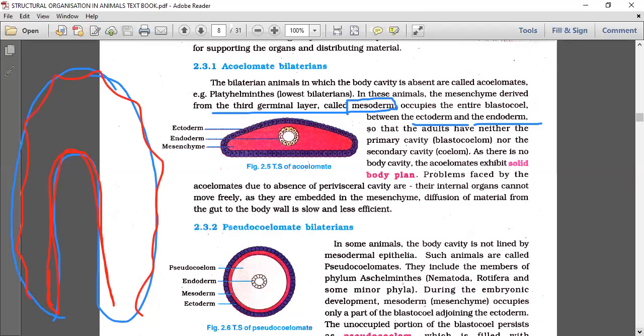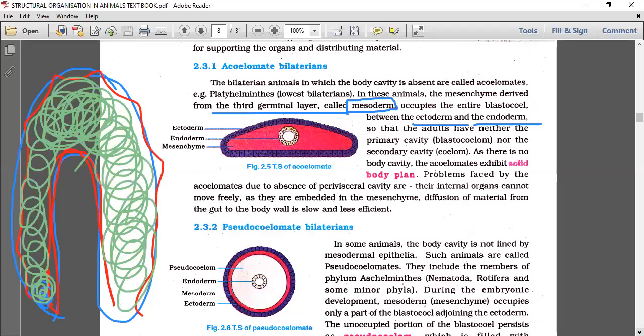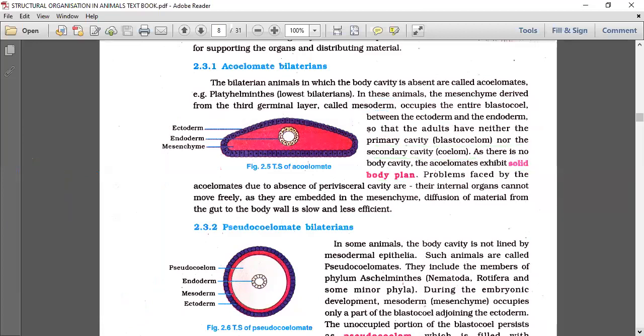So to whom do we need to go next? We need to go with the mesodermal cells. The mesodermal cells originated. Let me use the same color. Mesodermal cells originate, divide, and fill the total cavity. So neither primary body cavity nor secondary body cavity, so that we need to understand. Adults have neither primary body cavity nor secondary body cavity. As there is no body cavity, we say the acoelomates exhibit a solid body plan. There is no cavity, that's why we see the solid body plan. So what is the problem?